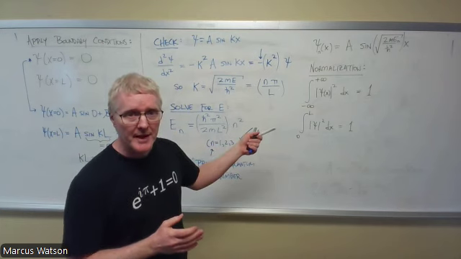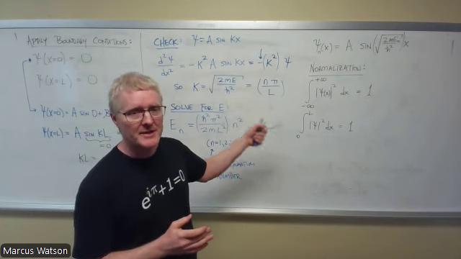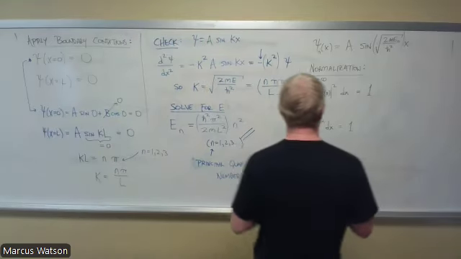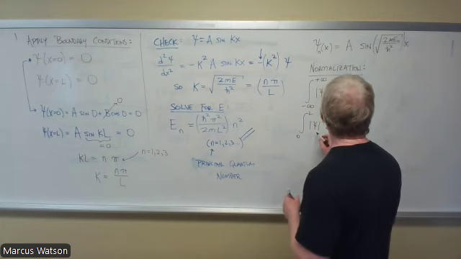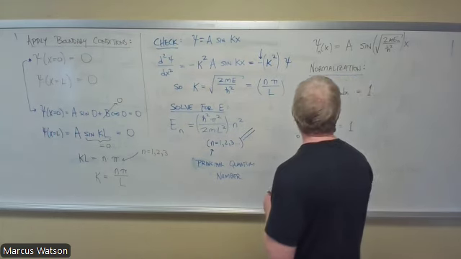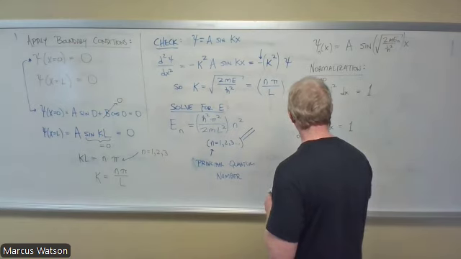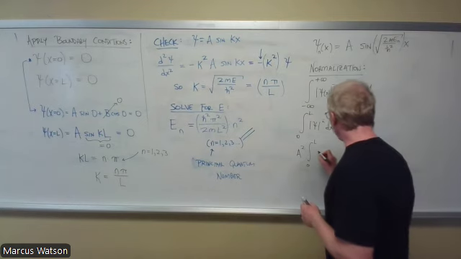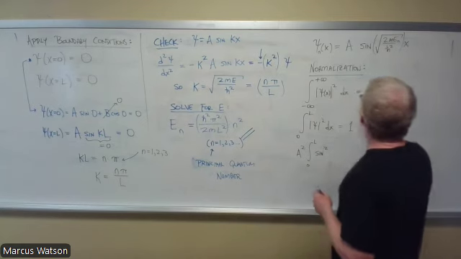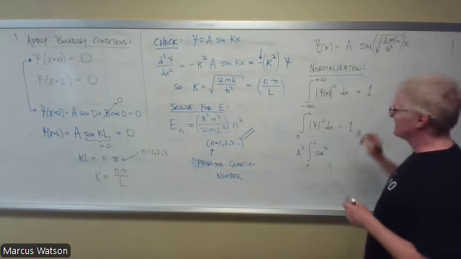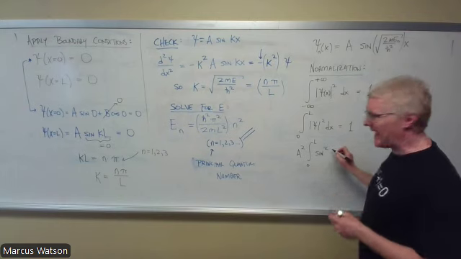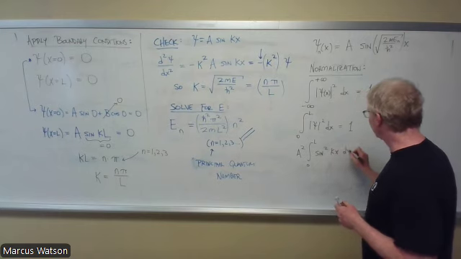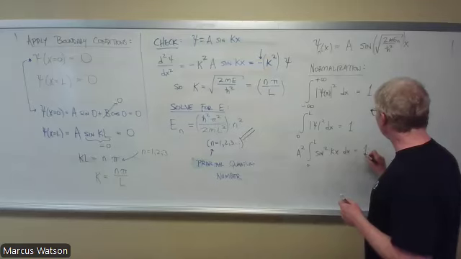So let's go ahead and do that. We will then be able to find the constant A through this process. Okay, what we're going to do then is take psi squared and integrate like this. So we're going to get A squared times the integral from 0 to L of sine squared of all of this stuff, which I'm just going to call k again. I'm going to call kx, dx, and that's got to equal 1.